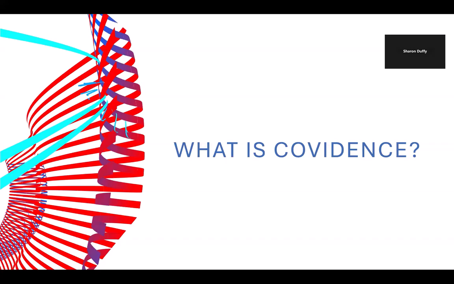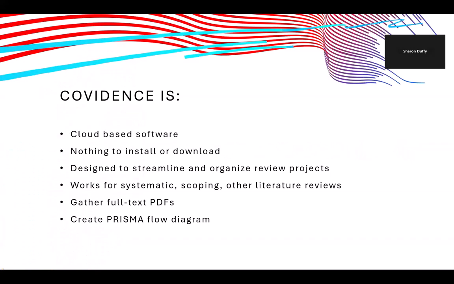All right, so what is Covidence? Covidence is a cloud-based software, so there's nothing to download. It is all in the cloud. It's very simple, easy to use. And it is a product that is designed and created to streamline and organize the process of completing a literature review project. It walks you through the steps, it gets you started, it helps you get to the end of getting the information out of the articles that fit your criteria.